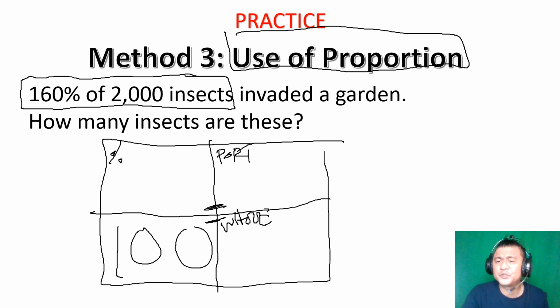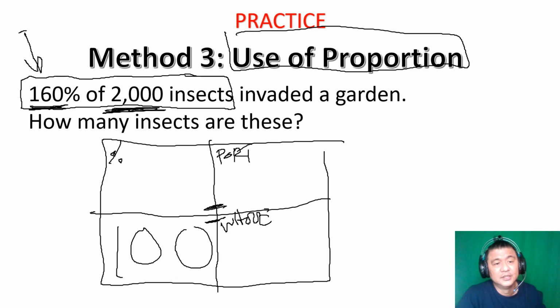Wow. I thought percent should be less than 100. But this looks weird. It is 160. It's greater than 100. Is that possible? Yes, it's possible. That means it's beyond one whole, beyond 2,000. So every time you see a percent beyond 100, it should be greater than the whole. Our expected answer should not be less than that.